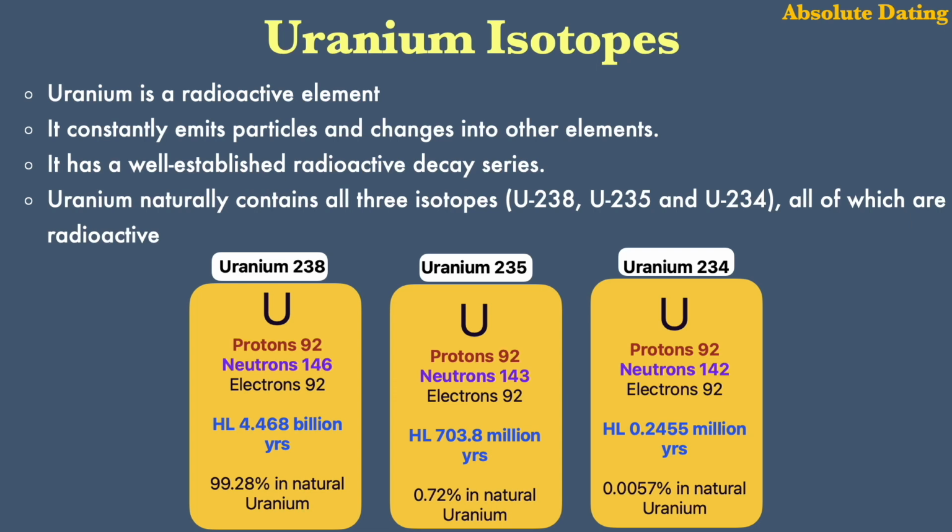Its three isotopes, uranium-238, uranium-235 and uranium-234, are naturally occurring and all are radioactive. Out of these, 99.28% of natural uranium is uranium-238. 0.72% of natural uranium is uranium-235 and 0.0057% of natural uranium is uranium-234 isotope. Uranium-238 has the highest half-life of 4.468 billion years.